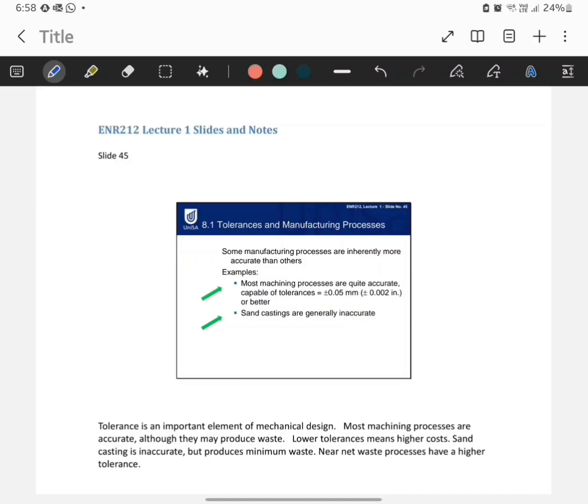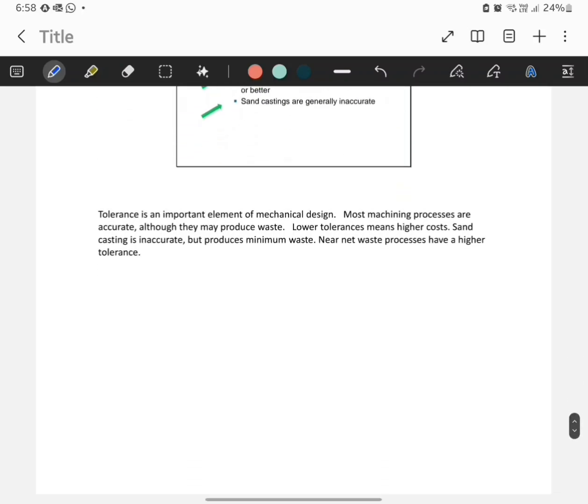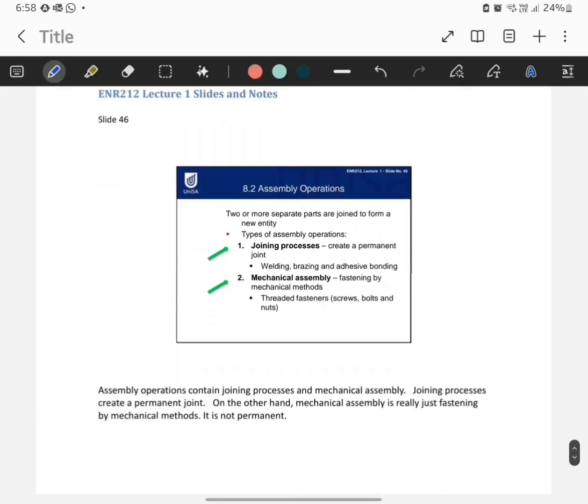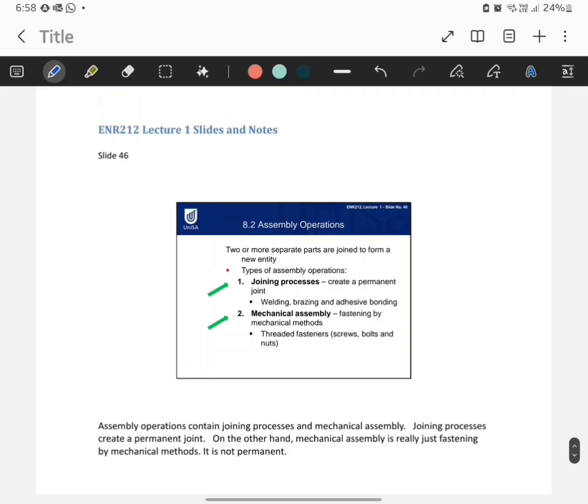A process like sand casting is less precise but creates less waste. Balancing cost with accuracy is based on the requirement of the factory or the place that we work in. Let's move to the next slide. The last one, I think. Yes, this is the last slide we have to discuss.